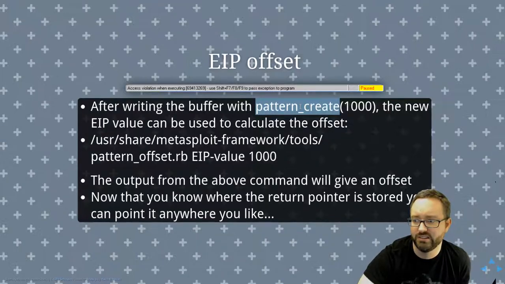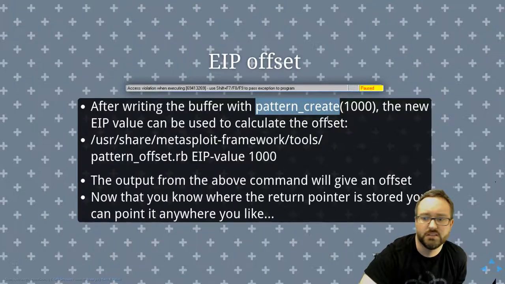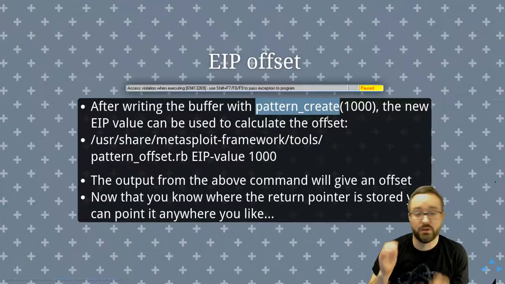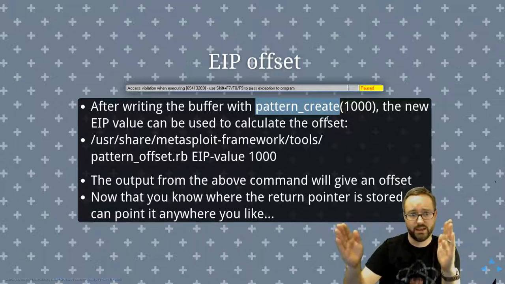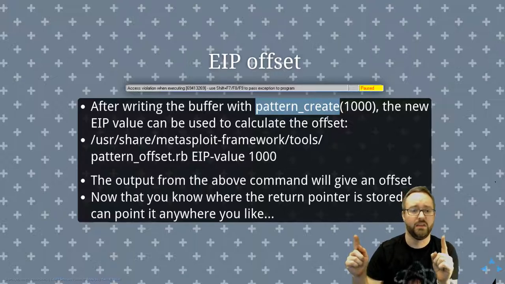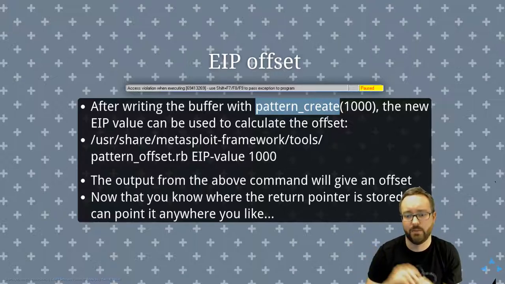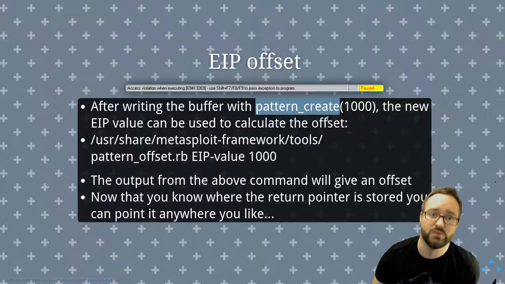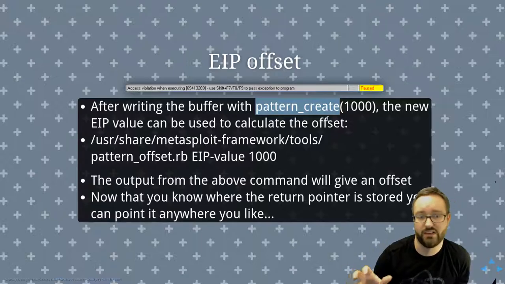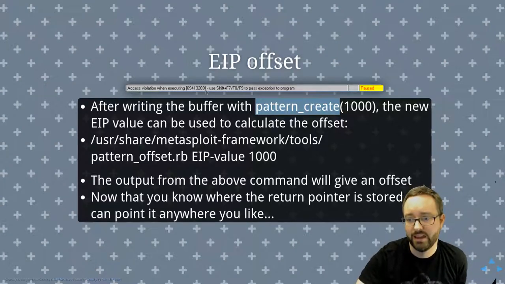Then what you can do is use pattern create, because what we want to know is the exact offset from our input to the EIP. We need to know how long that is. Obviously you could try to figure that out manually by entering strings of whatever you want and trying to decode it, but there are some really great automated tools, like the pattern create tool built into Metasploit. You can use pattern create with however long you want the pattern to be, and send that along instead.